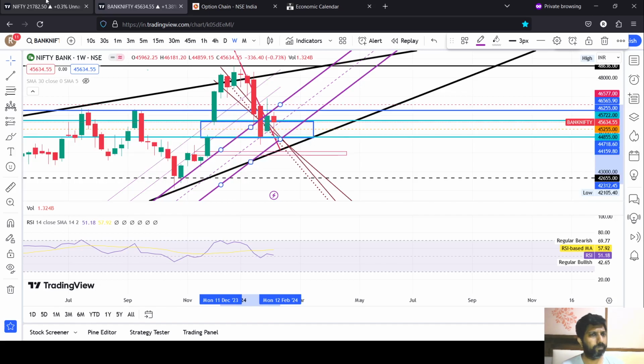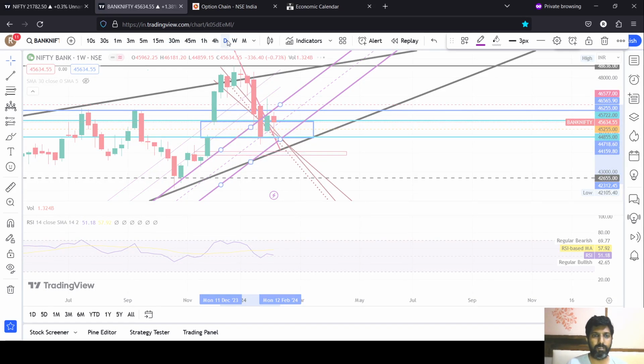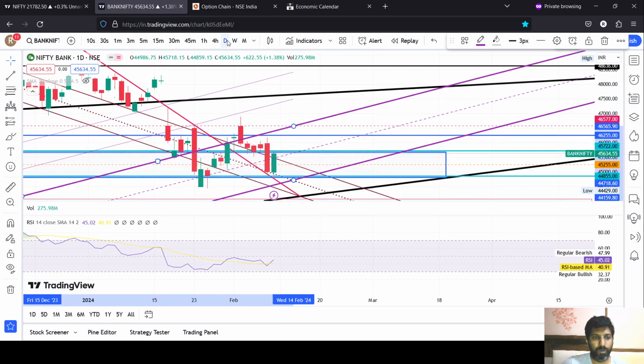So all in all, for this particular week, we may see some upside followed by downside, and the same goes for Nifty as well as Bank Nifty.